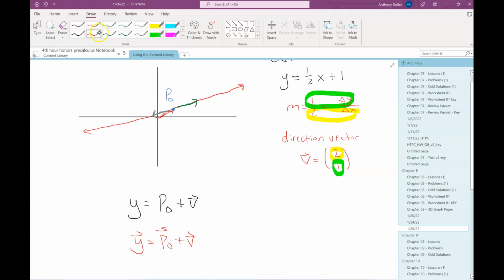So if we do this, okay, well then we'll just say the vector y is equal to the point vector plus the direction vector. Then that's it, right?